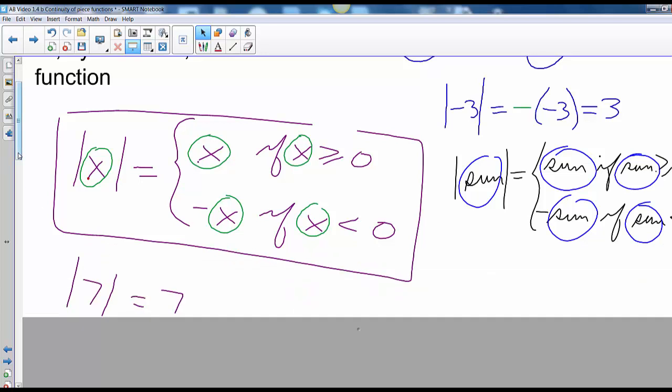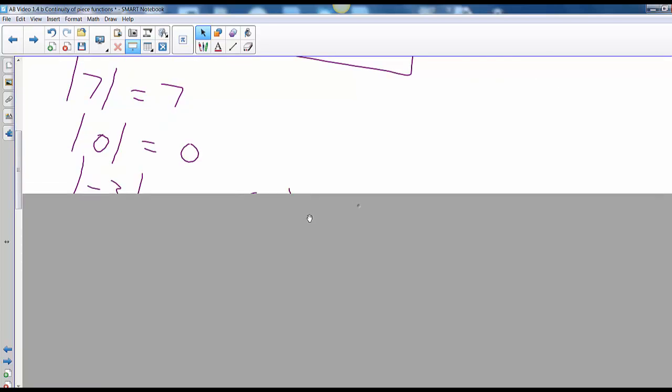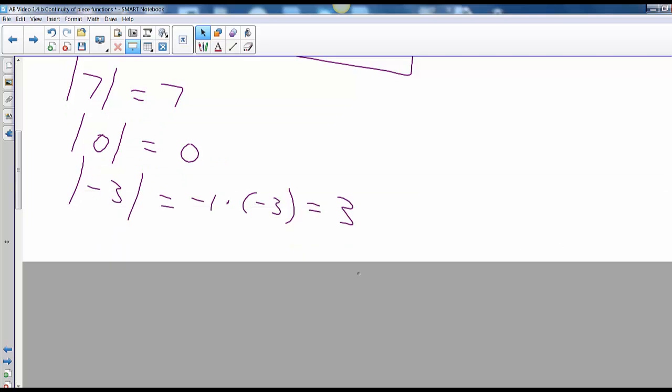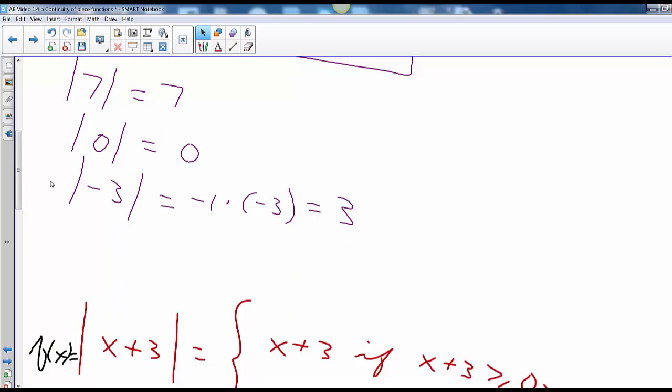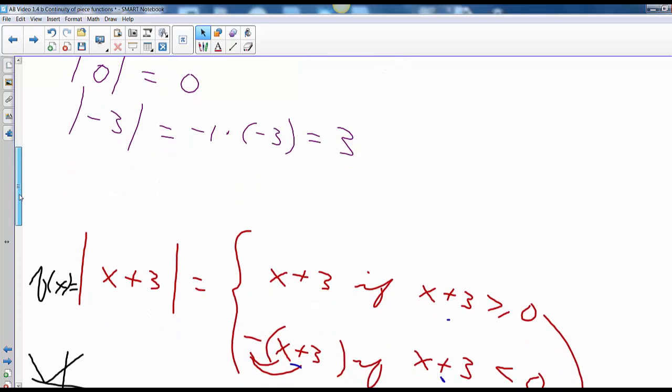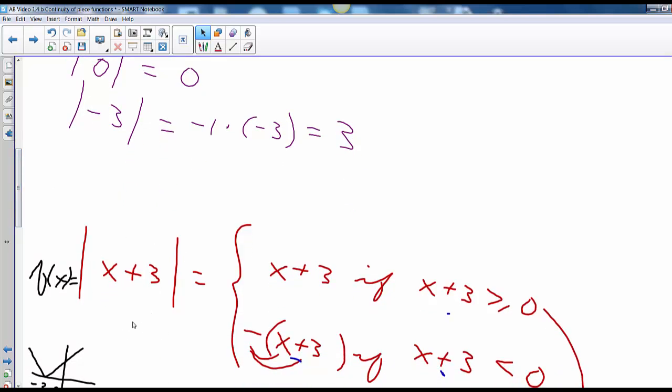So, for example, that's just reiterating what we said up there. Okay, so for example, down here, the absolute value of x plus 3 equals x plus 3 if x plus 3 is greater than or equal to 0, and negative (x plus 3) if x plus 3 is less than 0. So this expression right here is just that expression if that expression is greater than or equal to 0, and it's negative that expression if that expression is less than 0.